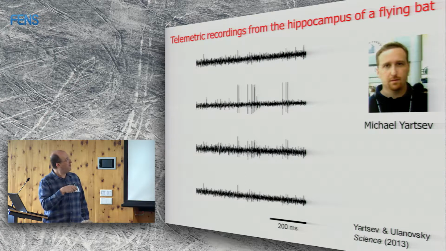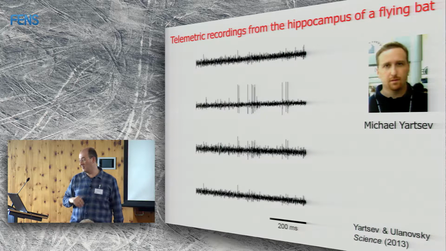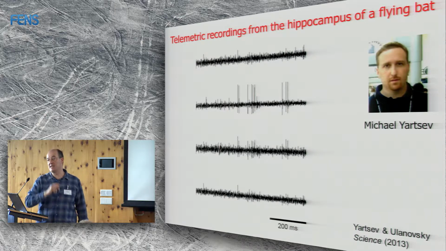So here you see the 4 channels of one tetrode, one of these probes that we're using for recording, and then you see really nice action potentials, really nice spikes recorded in flight in the hippocampus. You can get really nice recordings. Yes?